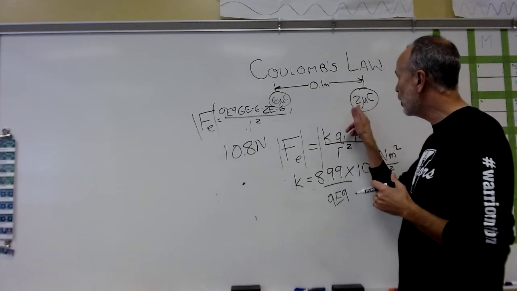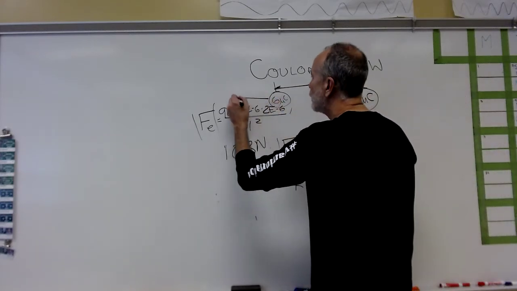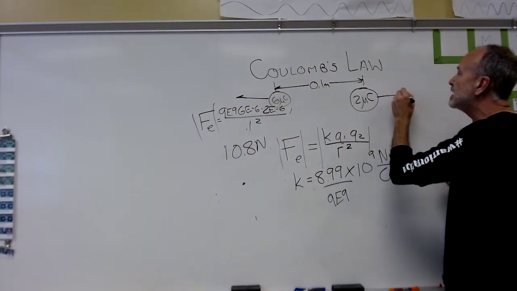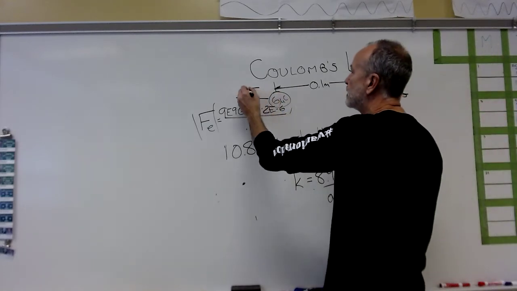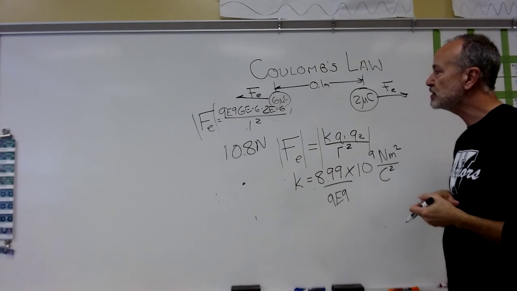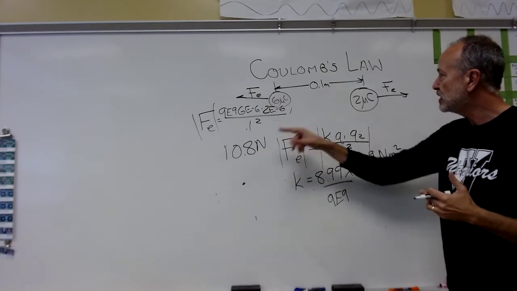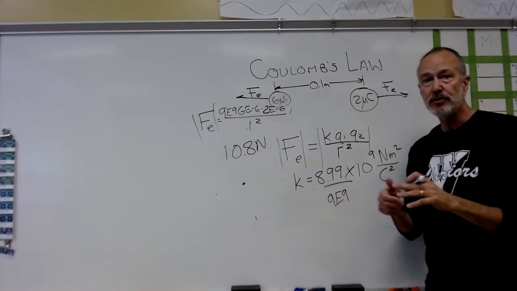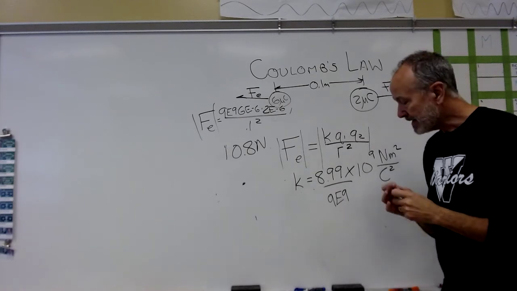Then we use our brains. Oh, positive, positive. The forces will be repelling. Same numbers. Okay? So we could actually use that to find the instantaneous acceleration on each of these if we knew the masses.